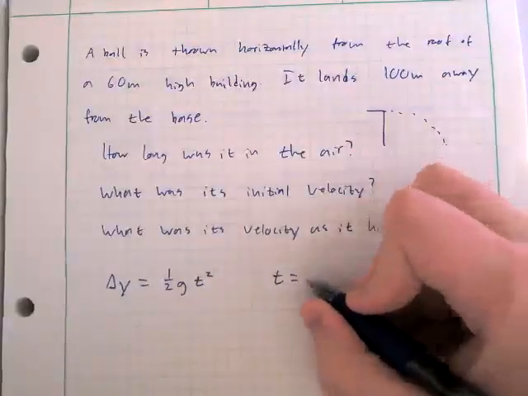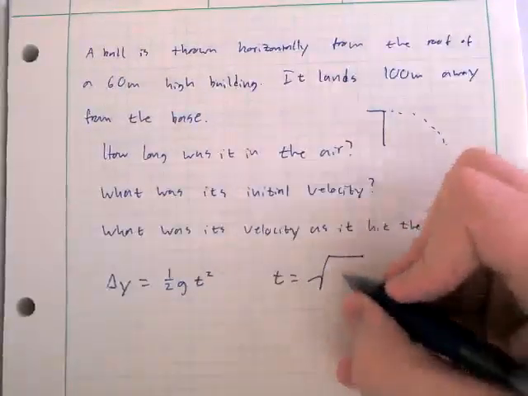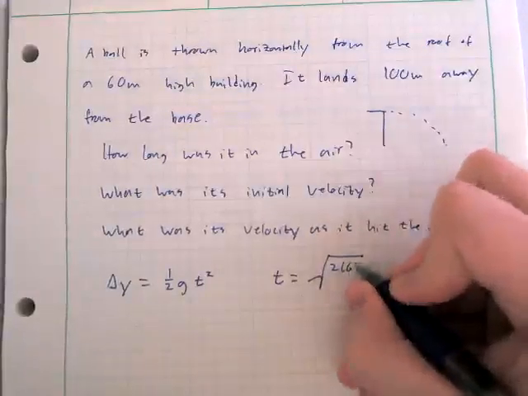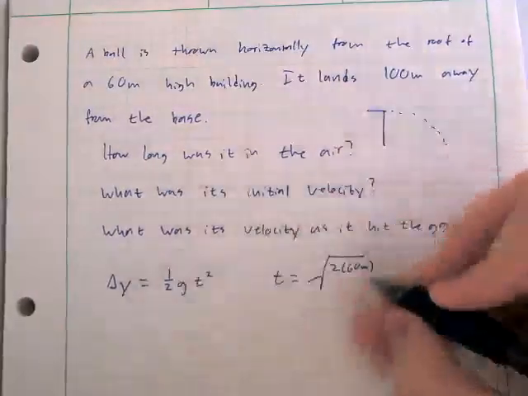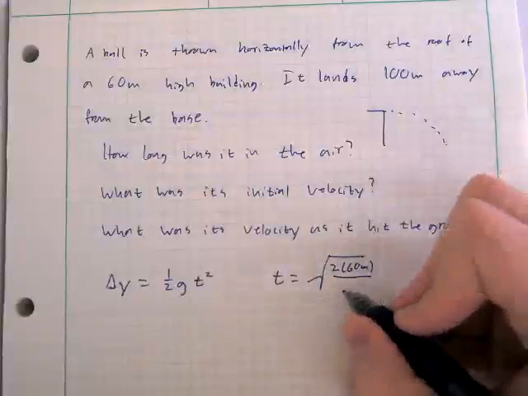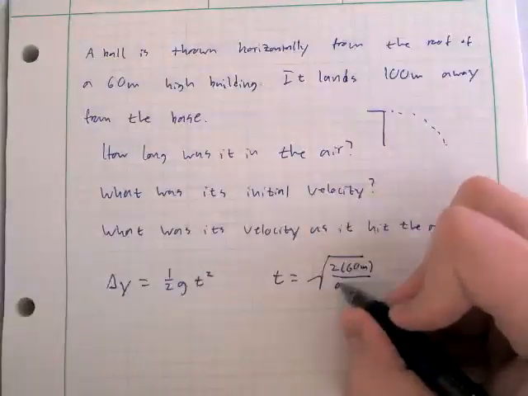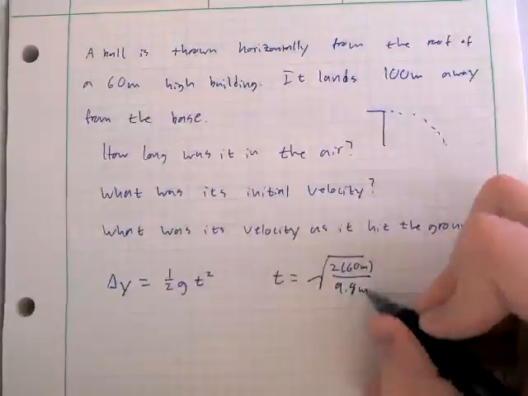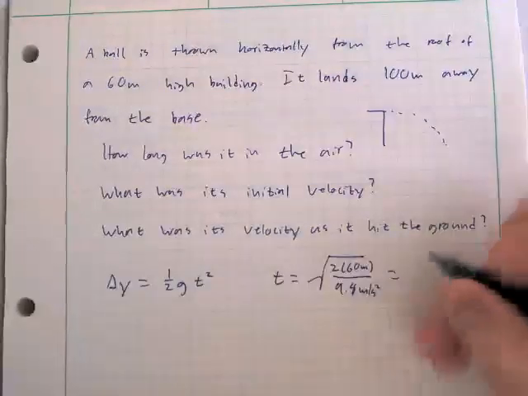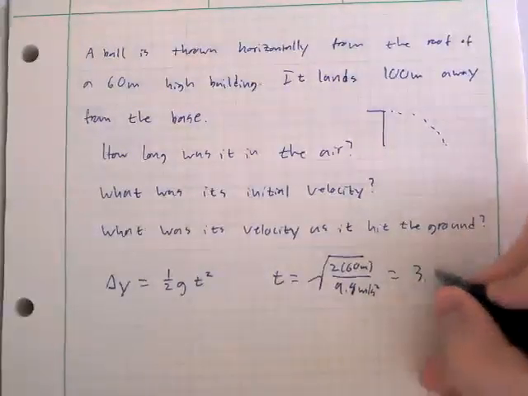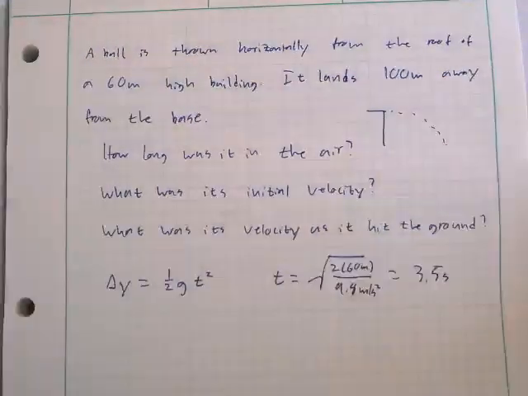So we do our algebra. t is going to be the square root of 2 times 60 meters, delta y is 60, divided by 9.8 meters per second squared. You do this, and what you should get is a time of about 3.5 seconds. So this is the first part.